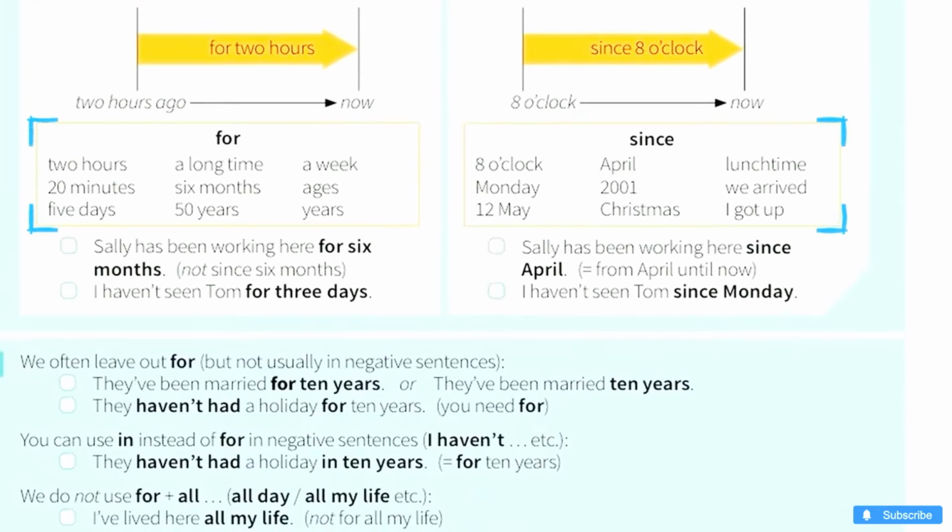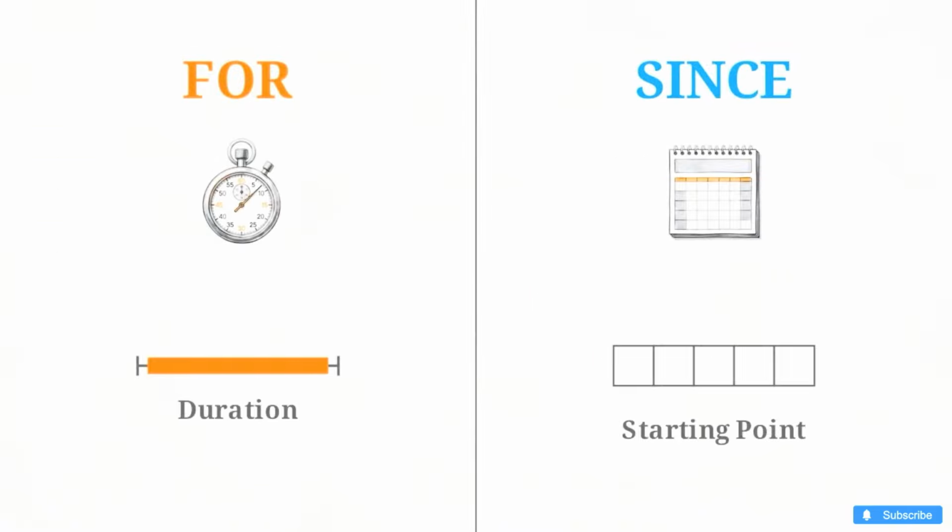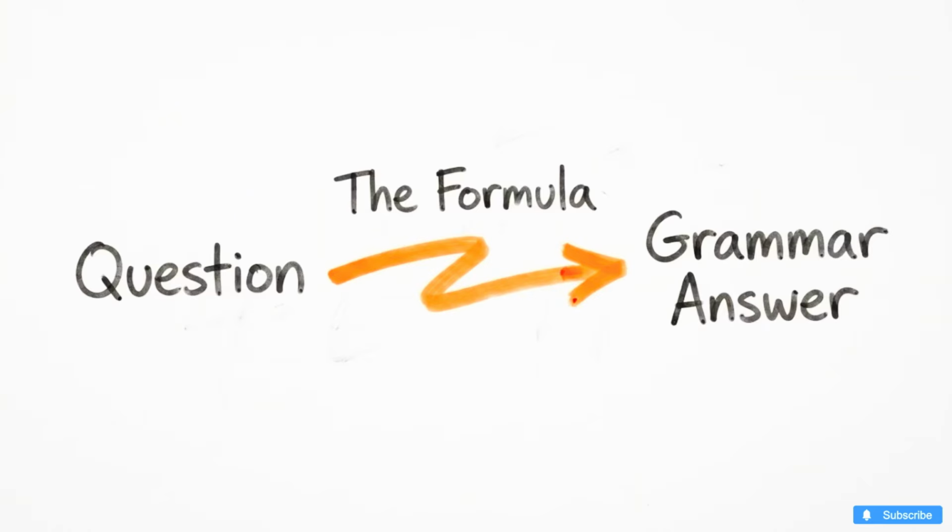For pairs with lengths of time, like 6 months or decades. Since pairs with specific markers, like Monday or childhood. Choosing the right words simply depends on whether you want to measure the total length of the event or point to its starting line. The question you ask acts as a formula that dictates the grammar of your answer.